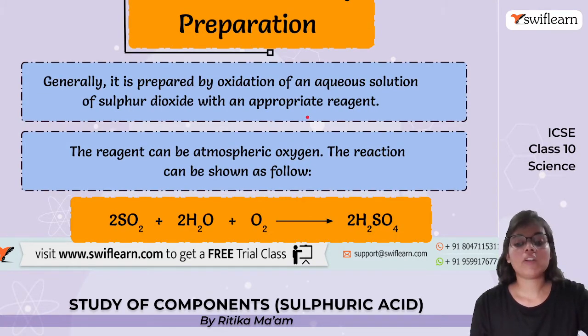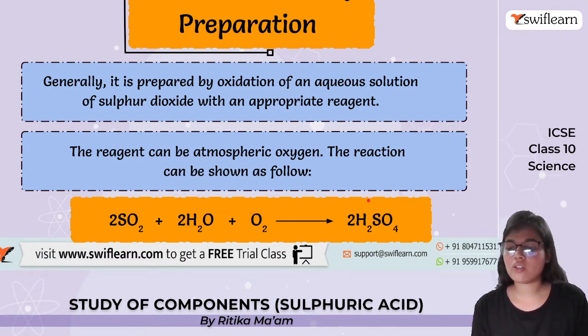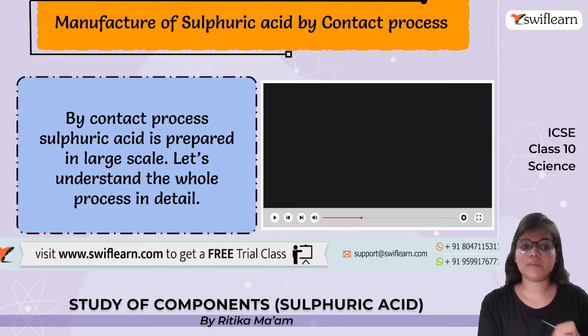And talking about the laboratory preparation, how do we prepare it? We take the aqueous solution of sulfur dioxide and we oxidize it using some reagents, and the reagent can be atmospheric oxygen also. So the reaction goes like sulfur dioxide, water and oxygen combine, and this oxidation reaction gives sulfuric acid.